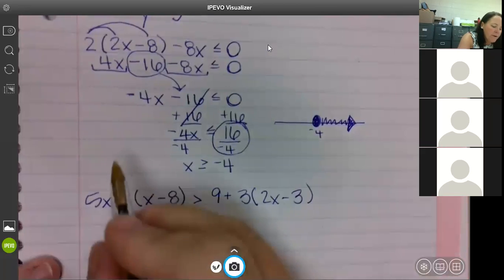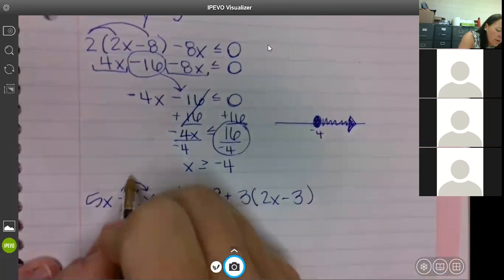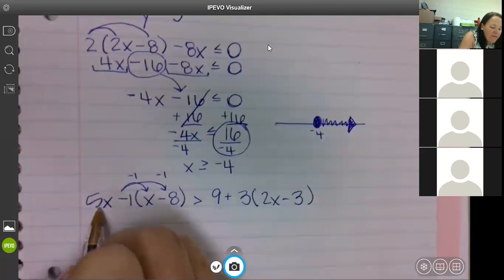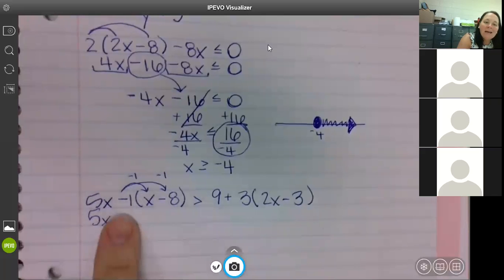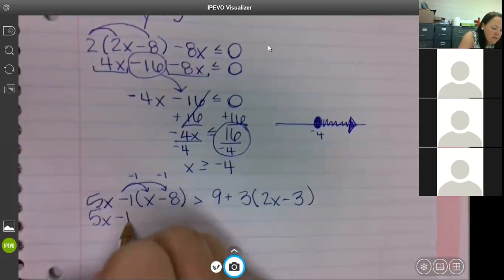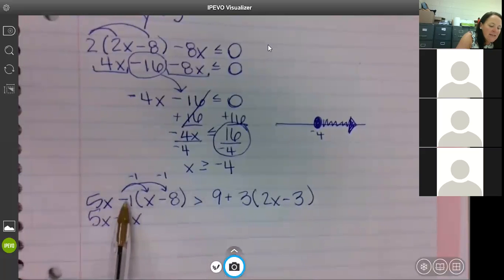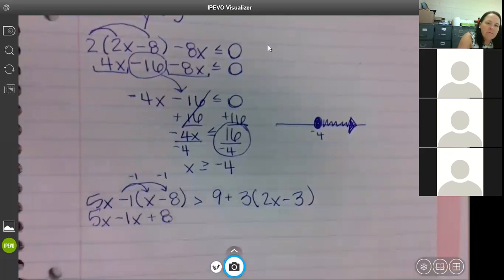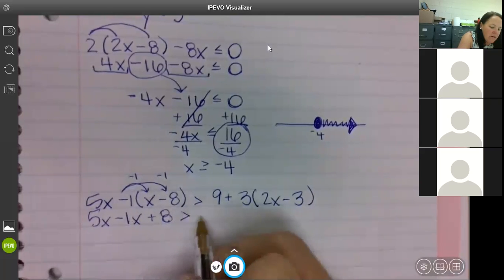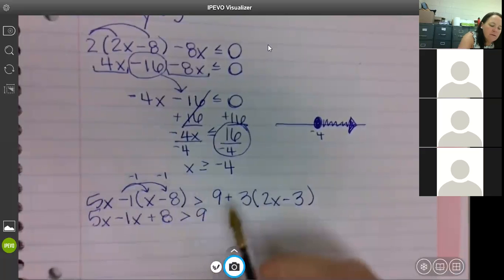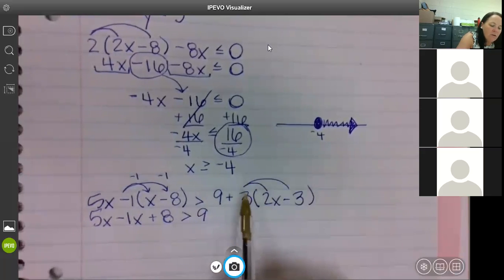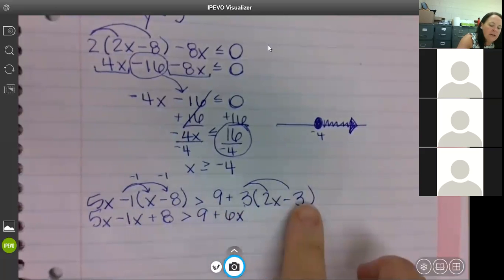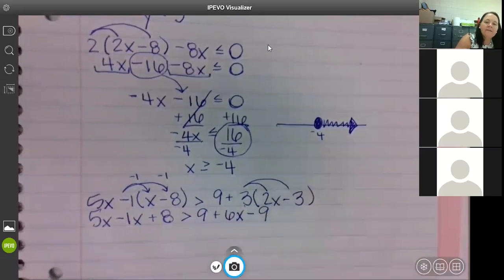Put a 1. You can put a 1, and then that way you know to distribute negative 1. Make sure you distribute it to both. So the 5x we didn't touch. Negative 1 times x is negative 1x. Negative 1 times negative 8 is positive 8. Keep going. Greater than 9 is good. Distribute your positive 3. 3 times 2x is 6x, and 3 times negative 3 is negative 9.